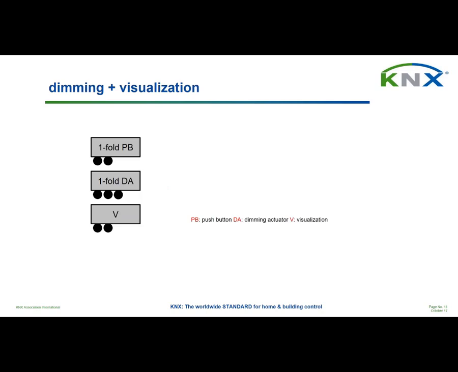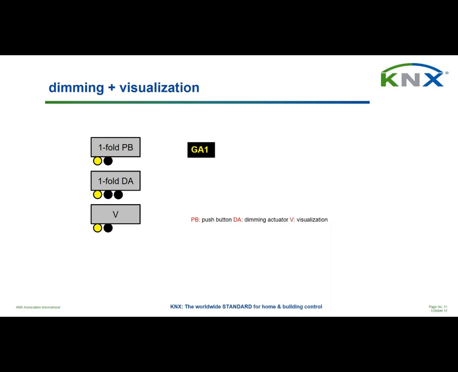And I'm immediately going to link it to the actual topic of today, being visualization. So suppose that we want to visualize a dimming system. Well, what kind of links do we need in such a system? Well, maybe first look at the devices that we need. We would need minimal a 1-fold push button, as you can see here abbreviated, a 1-fold dimming actuator and a visualization system, of course. So what do we need in regards of connections, in regards of group addresses?